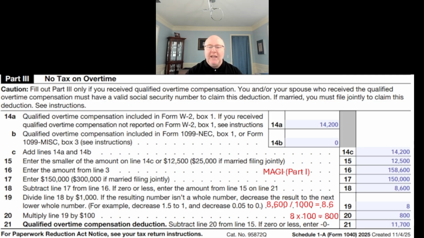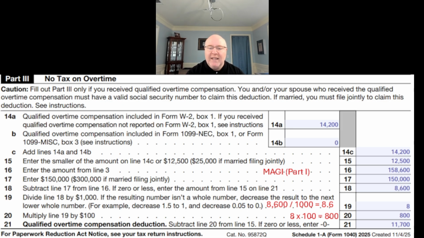Now look at number 15. Line number 15, we have $12,500. We didn't just bring down that $14,200. Why is that? Because we are restricted. The most that we can take out as a single taxpayer is going to be $12,500 that we can deduct for purposes of Schedule 1A overtime. So we don't get all $14,200. It is limited to $12,500. So that's why we had to put $12,500 for line number 15. So we don't get the $14,200. That's already been reduced. So now we're down to a maximum amount that we can deduct of $12,500.